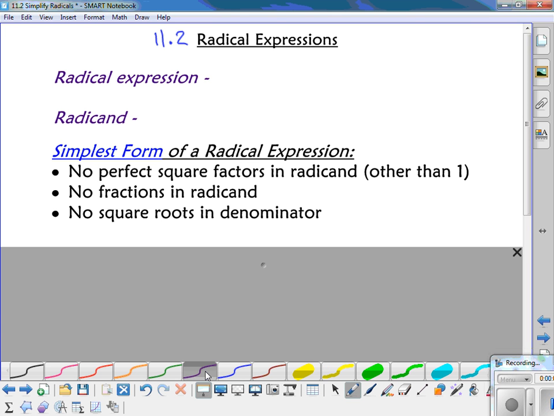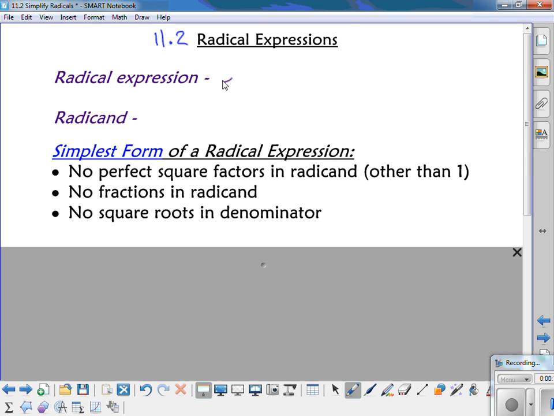All right, so today we're going to be talking about radical expressions. A radical expression is just an expression with a radical sign, which is that sign there, and we take square roots, right? And then the radicand is what we call the expression under the radical sign.